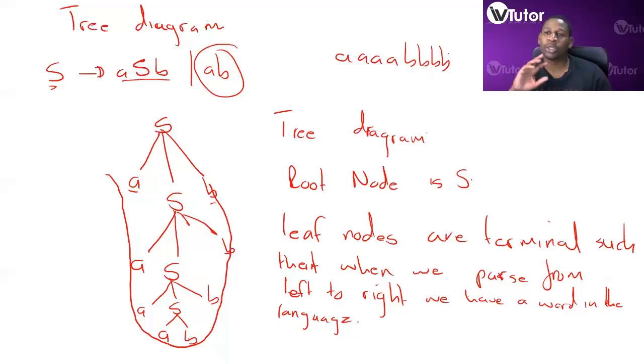Now, when we talk of ambiguity, we say a language is ambiguous if there is more than one tree diagram for a word. When there is more than one tree diagram for one word in the language, then we say the language is ambiguous. Okay. Now, this is what is called a tree diagram. It is specific to a word. Tree diagrams are specific to a word. Right. Now, the next thing we have is what is called a total tree diagram.